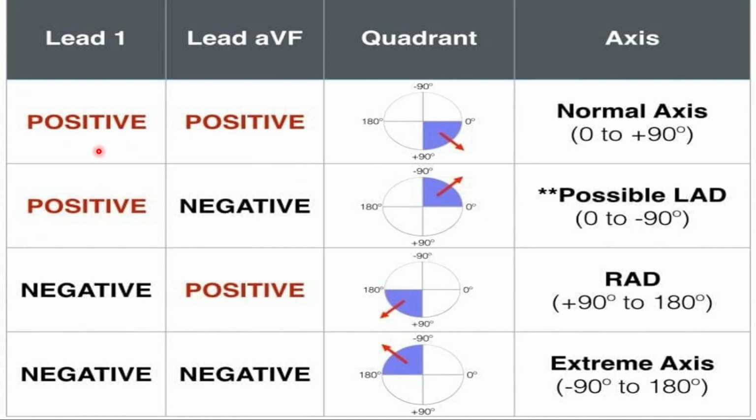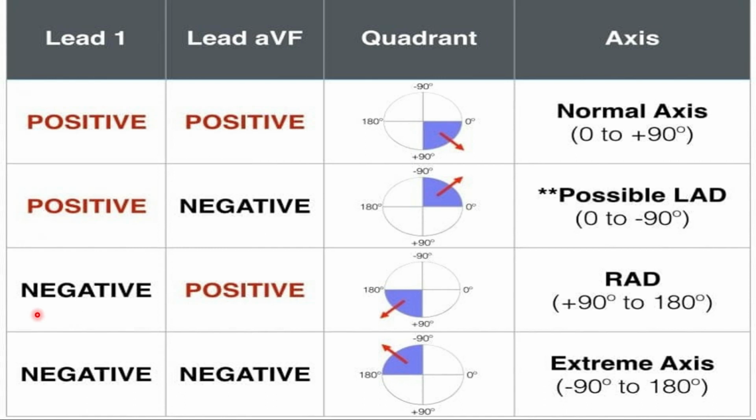If you look at lead 1 and you find a positive QRS complex and there is a positive QRS complex in lead aVF, it means that the axis of the heart lies between 0 degree and 90 degree and it is a normal axis. While in case of a positive QRS complex in lead 1 with a negative QRS in lead aVF, it means the axis lies between 0 to minus 90 and it is actually a possible left axis deviation.